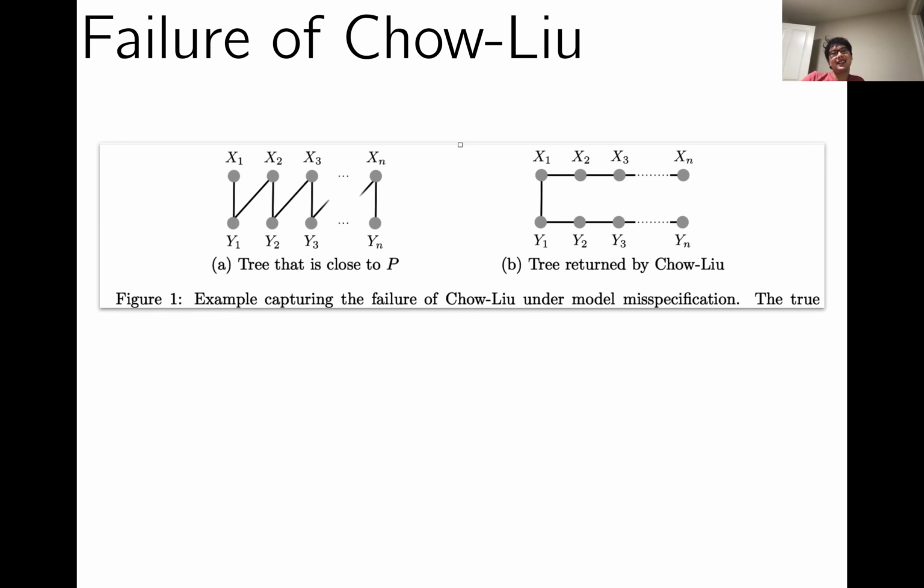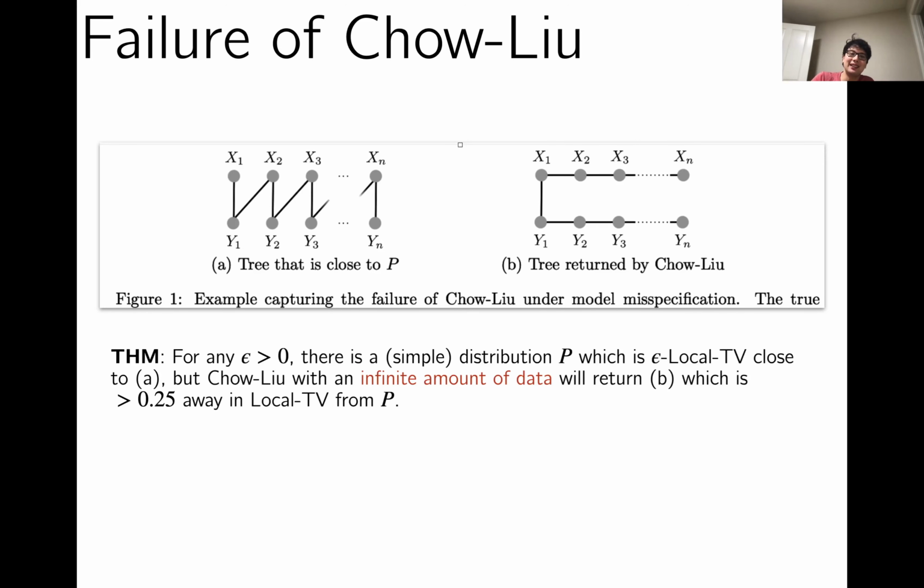And so that's a very classic algorithm, but it turns out when you have this kind of misspecification, it doesn't work very well. Here are two graphs. I can promise you, for an arbitrarily small epsilon, that the true model is close to an Ising model on the left graph within local TV distance epsilon. And nevertheless, Chow-Liu will output something on the right graph.